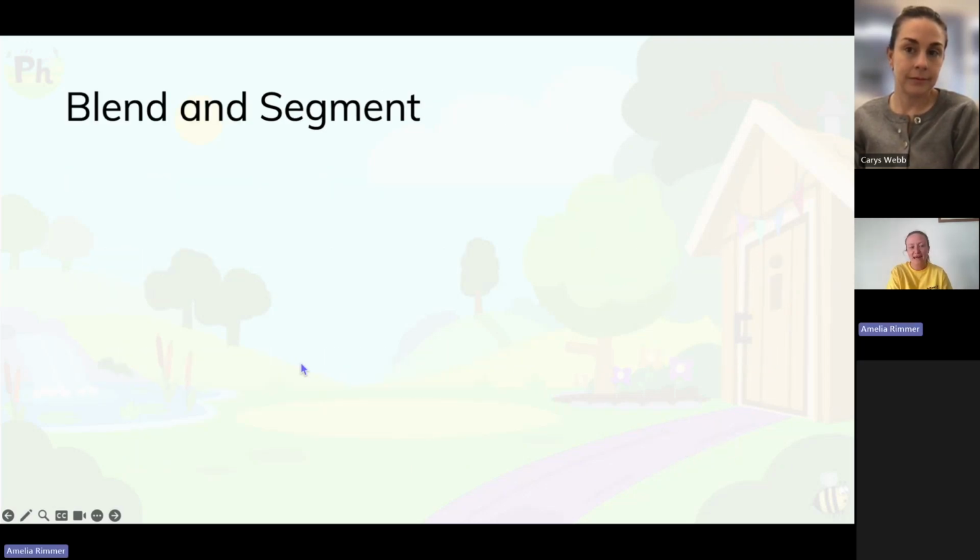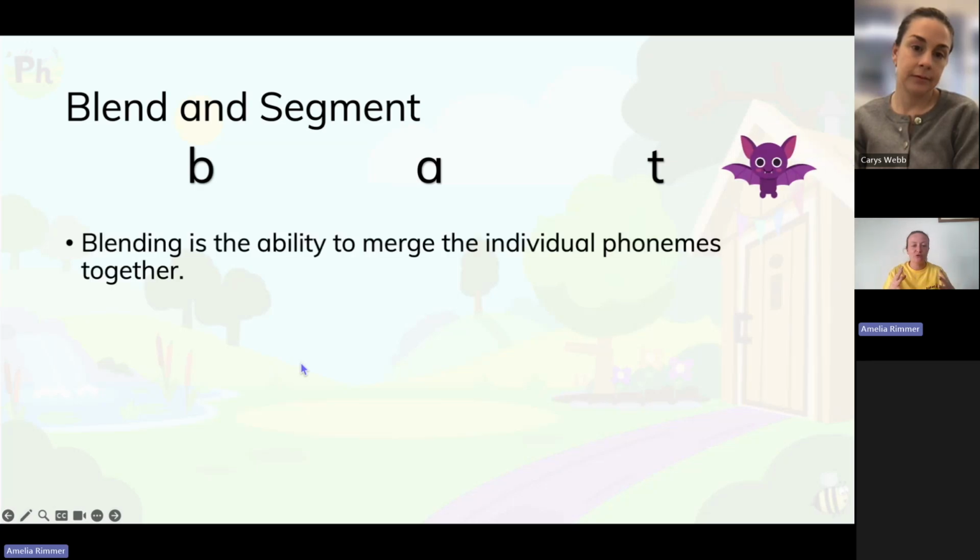We also mentioned blending, and the counterpart to that is segmenting. So blending is the opposite of segmenting. Blending is where you start with the individual phonemes, b, a, t, and then you squash them together into the word. You merge them together. So b, a, t, bat into the word bat.